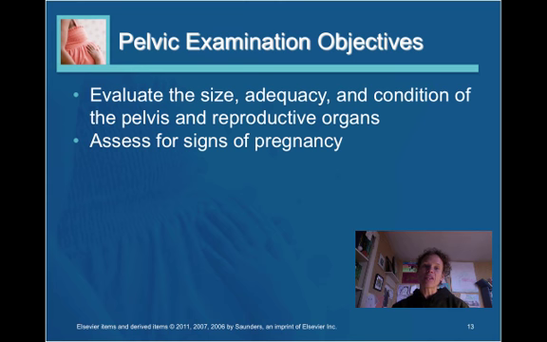In terms of pelvic exam, this will be done by the provider, whether it's a midwife or an OB. Evaluate the size, adequacy, and condition of the pelvis. Like we talked about in the lecture today, certain sizes of pelvis and structures are going to be more advantageous for successful vaginal birth. And the provider would also want to assess for the signs of pregnancy, and we'll talk about those in a little bit.